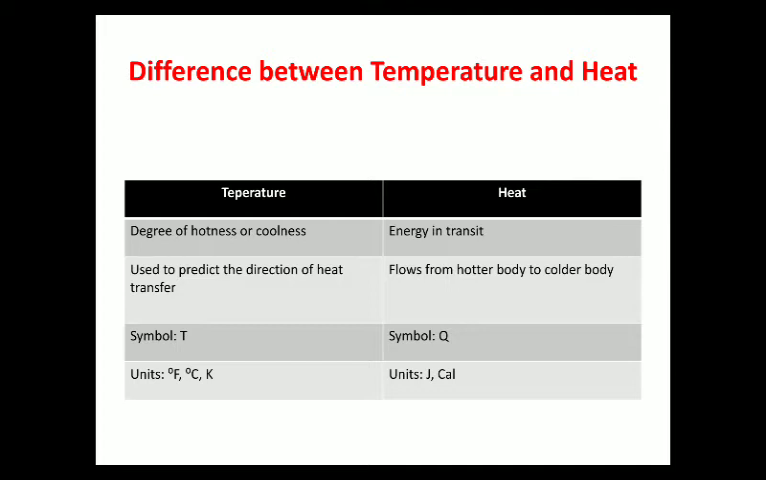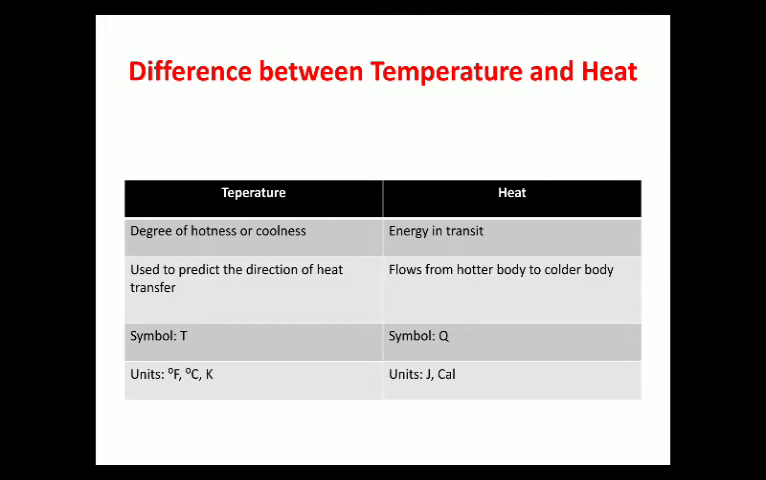Whereas heat is a form of energy which is in transit, which is in motion, which moves from one place to another place, one point to another point. And the temperature is used to predict the direction of heat transfer as well. We know from the second law of thermodynamics that heat always flows from a hotter body to a colder body, which means heat transfer takes place from high temperature to low temperature. So this is the basic difference between temperature and heat, which are interlinked. Temperature is the degree of hotness or coldness, whereas heat is a form of energy, and that energy transfers due to this temperature difference. Right?